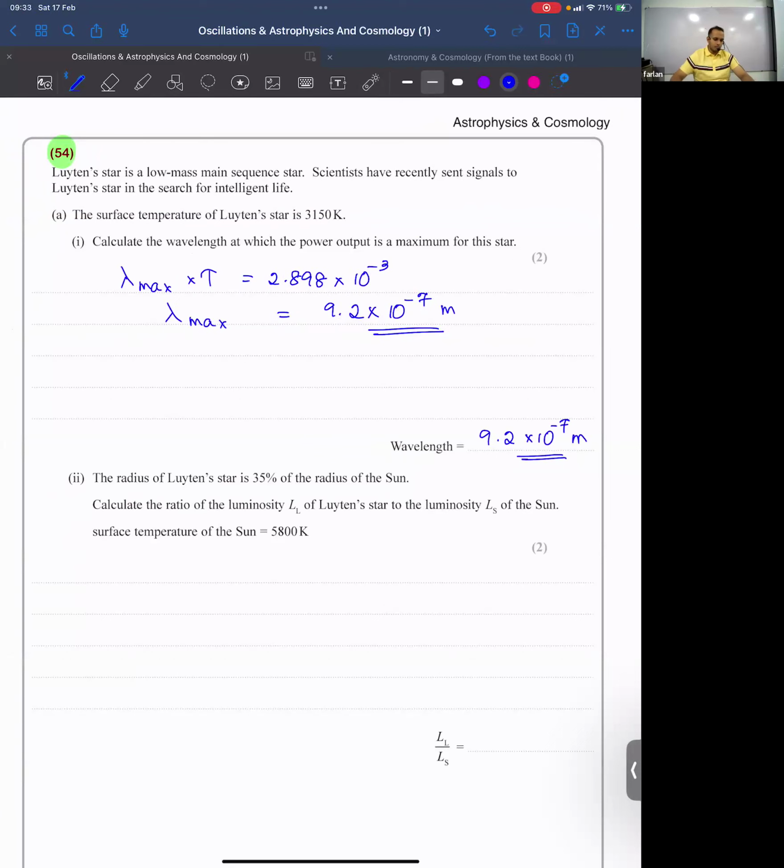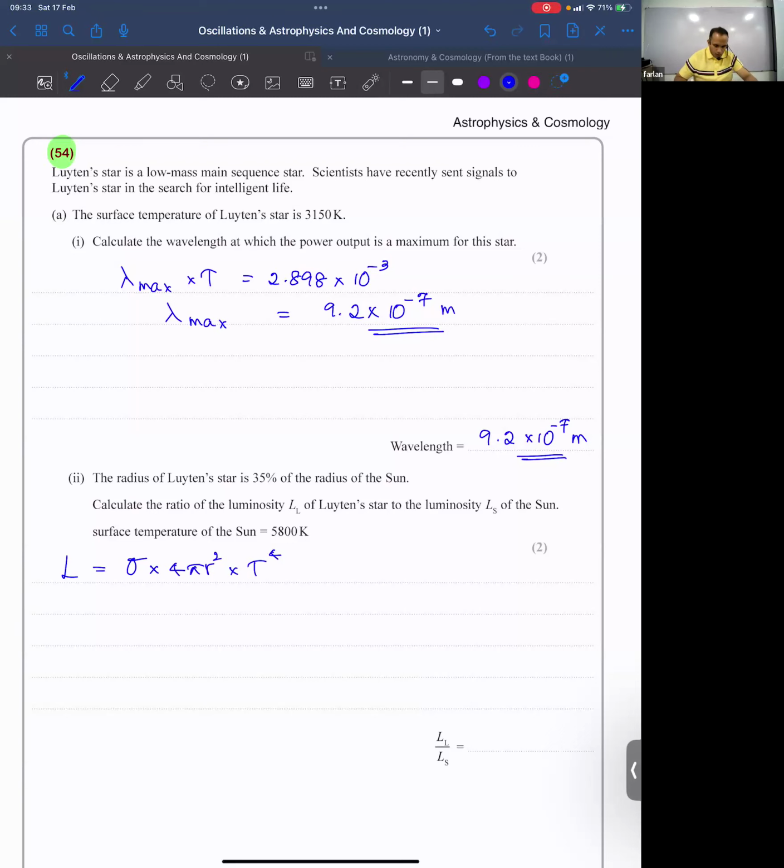Okay. The radius of lightning star is 35% of the radius of the sun. Calculate the ratio of luminosity of LL, lightning star, to the luminosity of LS. Surface temperature of the sun is given. So in general, the luminosity is equal to sigma times 4 pi r square into T to the power 4.